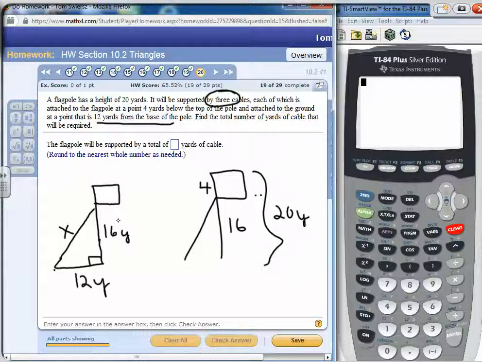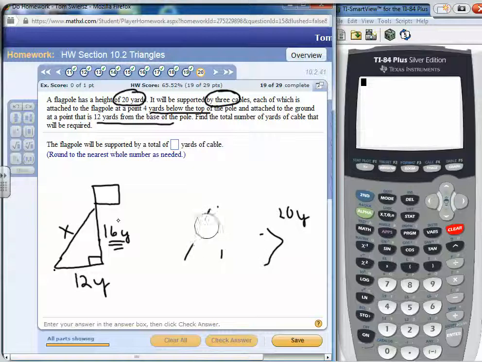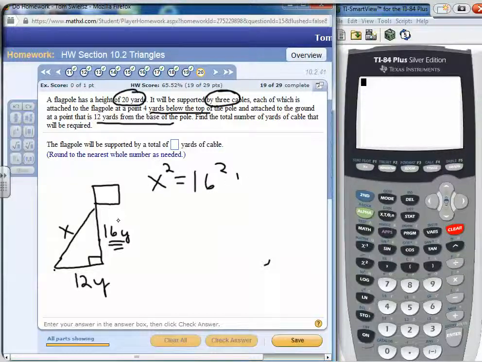And again, the entire flagpole is 20, but it's 4 yards from the top. So that means the wire goes up to 16 yards. That's how I got 16, because it's 4 yards from the top. So now if we set up the Pythagorean theorem, the wire is the hypotenuse opposite the right angle, so it's x squared equals 16 squared plus 12 squared.